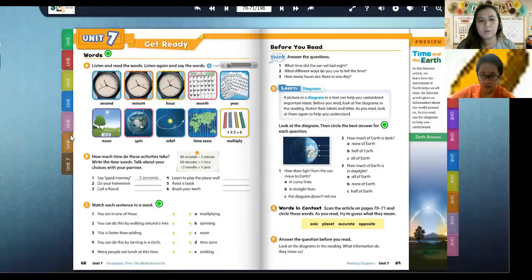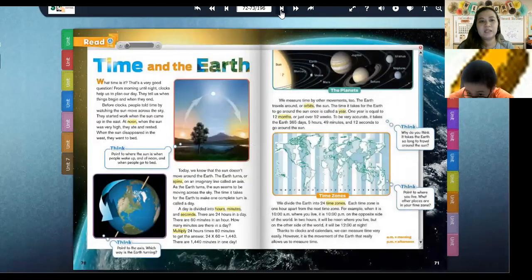That's nice. Okay, so we will now start with your lesson. Last week we learned about the vocabulary words like the time. How do we measure time? And we also learned about axis, planet, accurate, and opposite. So tonight we will continue with this one. We will listen, and you can read as well, this article about time and the earth. Are you ready?